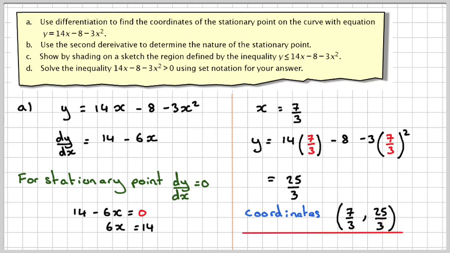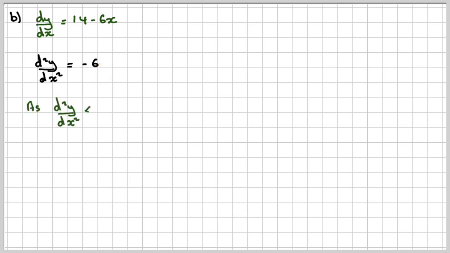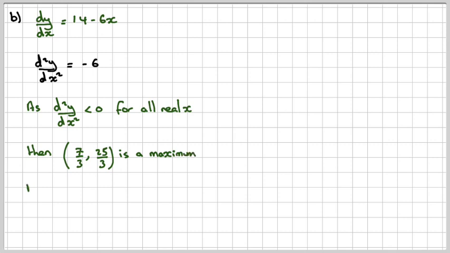Leave them as fractions. Right, for finding the second derivative, we've got the first derivative of 14 minus 6x. If we differentiate again, get nothing from 14 and just get minus 6. So it doesn't matter what x is, the second derivative will always be negative. And according to the second derivative test, that means that 7 over 3, 25 over 3 is a maximum point.